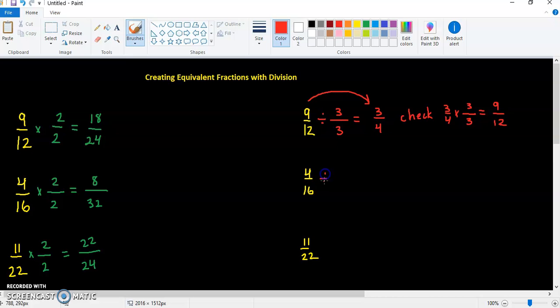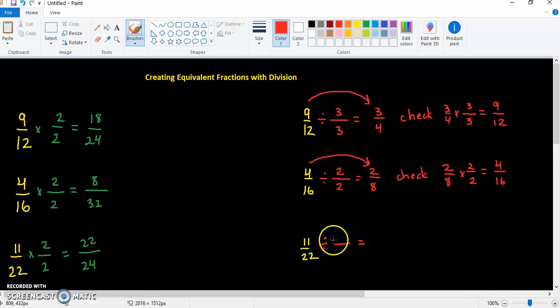Same thing down here. Let's say I want to divide both the top and the bottom by 2, because I know 2 divides evenly into both. Well, 4 divided by 2 is going to be 2. 16 divided by 2 is going to be 8. And now if you want, you can check to make sure that you've created this equivalent fraction. Is 4/16 actually equivalent to 2/8? Well, you take your 2 over 8 and you multiply times the number 2 on the top and the bottom. And when you multiply 2 times 2, you get 4, and 8 times 2 is 16. And the same thing holds true down here for this fraction as well.